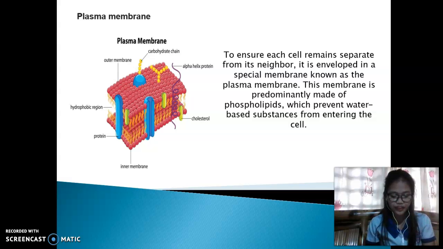Next is markers. Those receptors act as name badges, informing the immune system that they are part of the organism and not a foreign invader. Number three, communicators. Some receptors help cells communicate with other cells and the environment. And the last one is fasteners. Some receptors help bind cells to their neighbors.